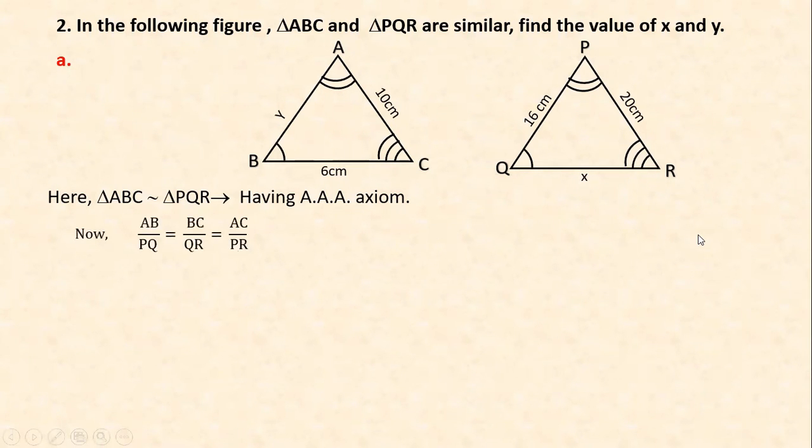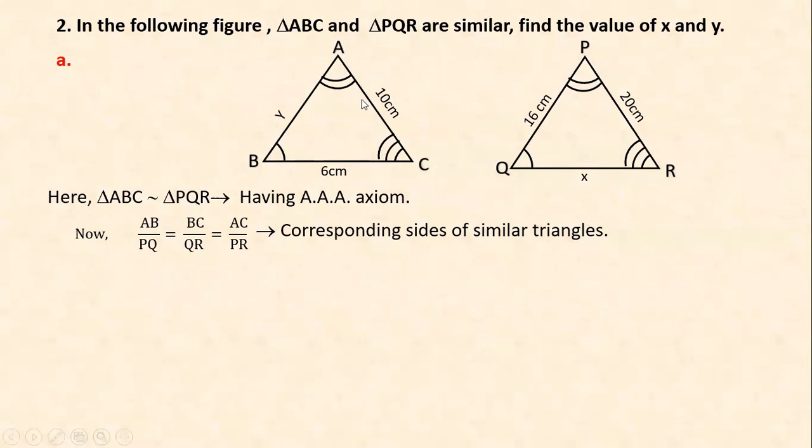Then come to the corresponding sides of similar triangles. Any confusion? Please look here. AB upon PQ, being angle C equals angle R. Similarly, BC by QR, being angle A equals angle P. Are you looking at my screen? Yes, sir. And AC by PR. Are you clear there? Yes, sir.